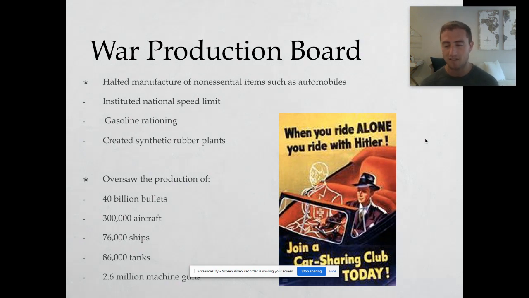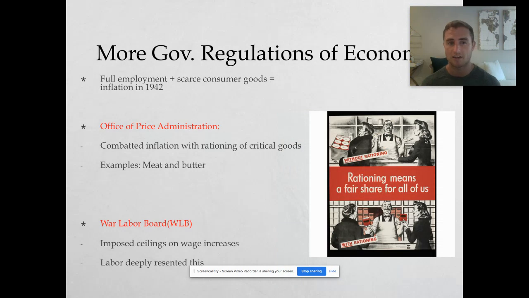Every aspect of the economy regulated by the federal government. You will pay your workers this amount. You will produce this many planes. You will sell them only to the US government at this rate. Complete control of the economy instituted by the War Production Board. And in order to get people to follow suit with this, they have a series of other regulatory agencies and laws. With this new economy, we see immediate removal from the Great Depression.